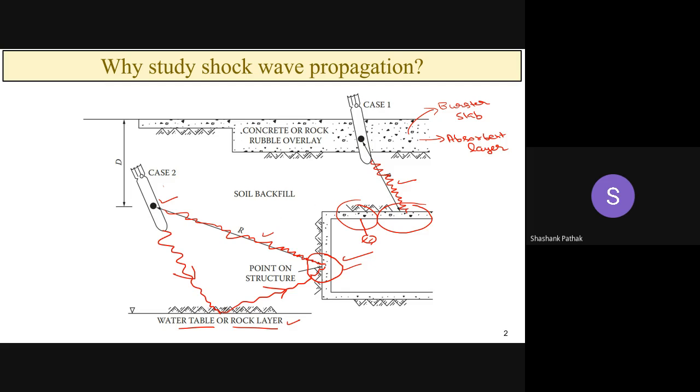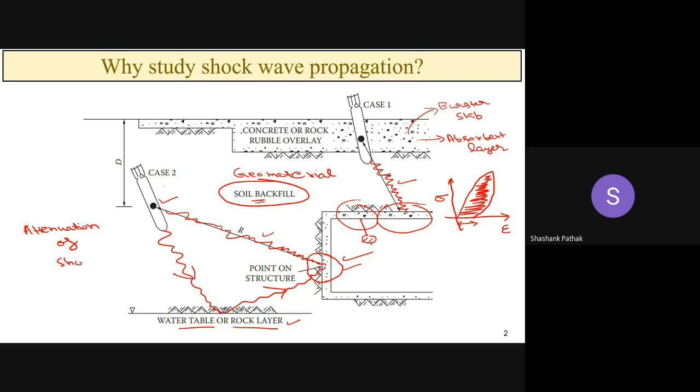At the same time, suppose some wave is propagating through this media, this soil backfill, okay? So this is a geomaterial. Geomaterials are not conservative materials. For example, what I mean, if you plot the stress strain curve of a geomaterial, it will look something like this, right? So you see, this is the hysteresis loss, where the energy is getting attenuated due to this kind of hysteresis in the stress strain curve, and then there will be some permanent strain. So it will not fully recover, and that's why these materials also lead to attenuation of shock waves.